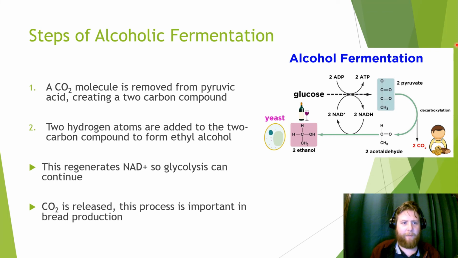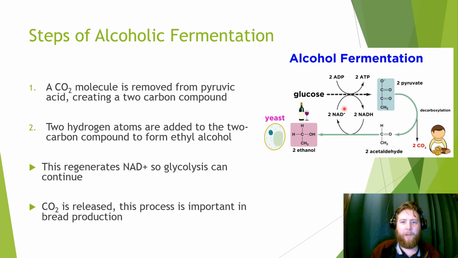So the steps to alcoholic fermentation. The first is we create a CO2 molecule per pyruvic acid, so 2 for 1 whole molecule of glucose. And we remove it here to make a 2-carbon compound. This acetaldehyde here has 2 carbons. So we've taken this 3-carbon pyruvic acid and turned it into a 2-carbon molecule. We're then going to take 2 hydrogen atoms and add them to this, one goes here and one goes here, to create this ethanol, or ethyl alcohol.